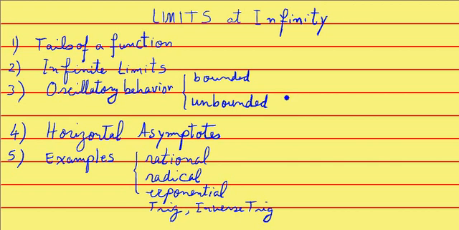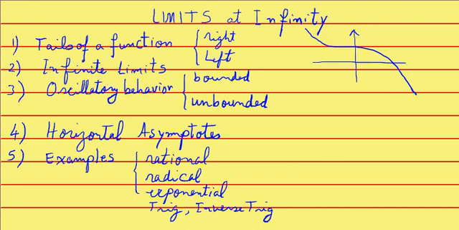When we are studying a function, we want to know what happens to that function far to the right and far to the left. So there are two tails to look at. One is the right tail and one is the left tail of a function. So if you have a function, it behaves a certain way all the way to the left and a certain other way far to the right.